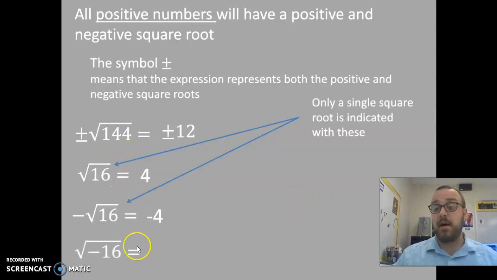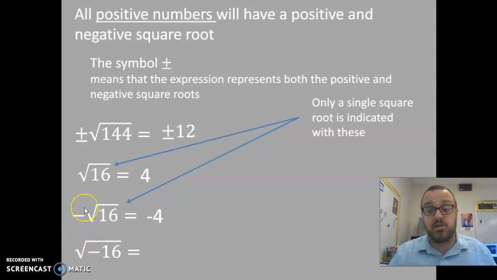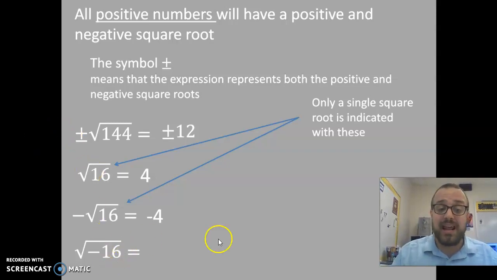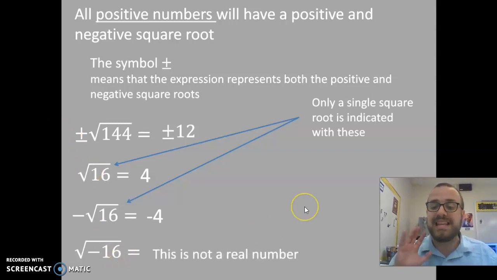Now, one thing to keep in mind: look at this one down here, the square root of negative 16. Can you square root a negative? Right now, we're going to say you can't, okay? When you square root a negative, you get what's called an imaginary number. It's not real, but we'll get to that later in your math career. For right now, all we're going to say is, not a real number. I can't do the square root of negatives at this time, all right?